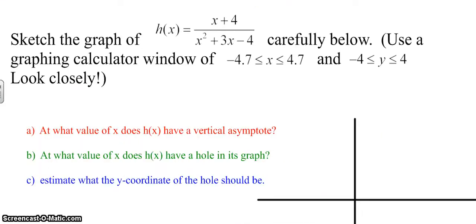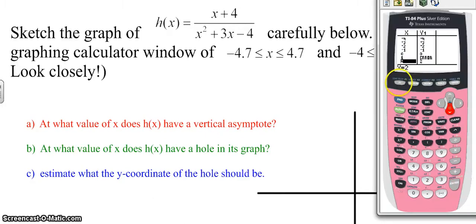So, sketch a graph of h of x. Use a graphing calculator with a window and look closely. On your graphing calculator, I'm going to have you type in that function under the y equals. You can clear out our previous function. Make sure you keep the whole numerator in parentheses and the whole denominator in parentheses. Alright, and then when you press graph, go ahead and change your window so that it fits what's provided for you. Then I want you to try to answer the three questions below. Go ahead and pause your video now.